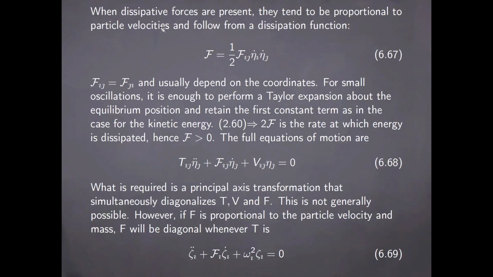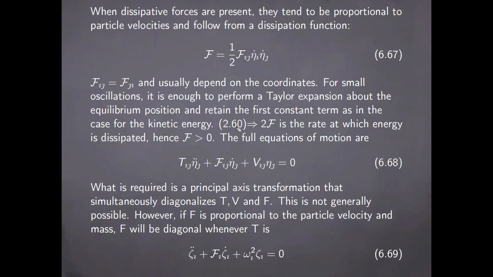When it comes to the presence of dissipative forces, the treatment is a bit different. Such dissipation forces tend to be proportional to particle velocities, and they follow from a dissipation function, where these coefficients F_ij are symmetrical and usually depend on coordinates. If the oscillations are small, it is enough to perform a Taylor expansion about the equilibrium position and retain the first constant term, exactly as in the case of the kinetic energy.